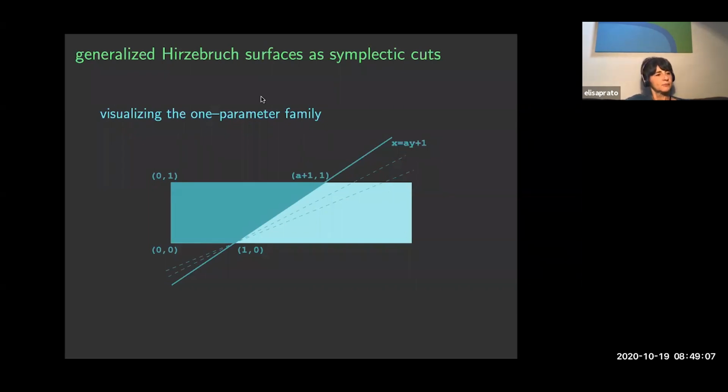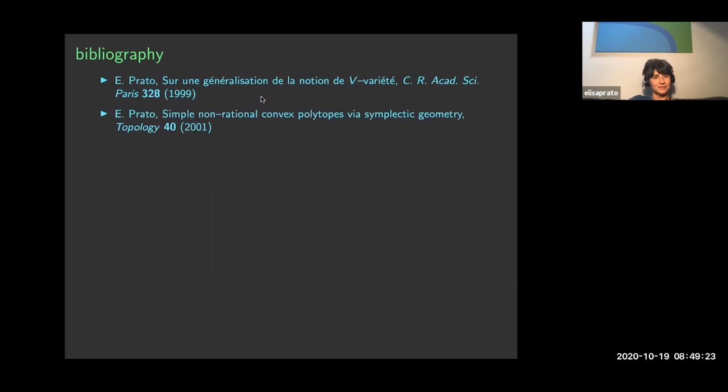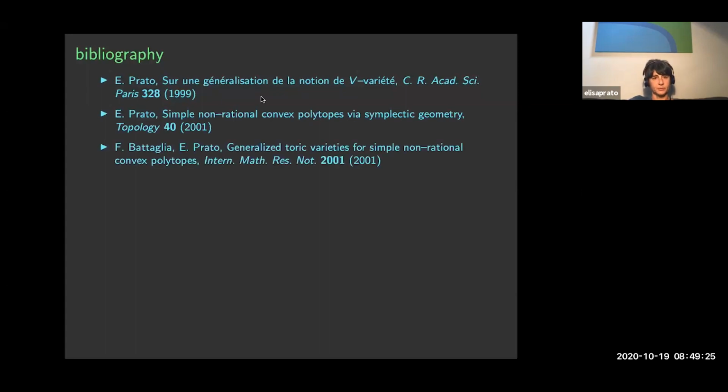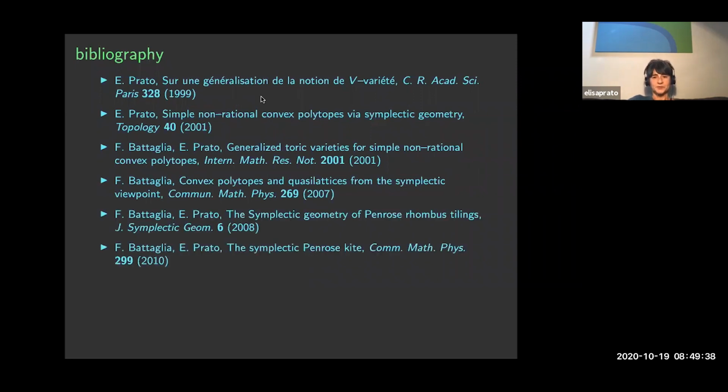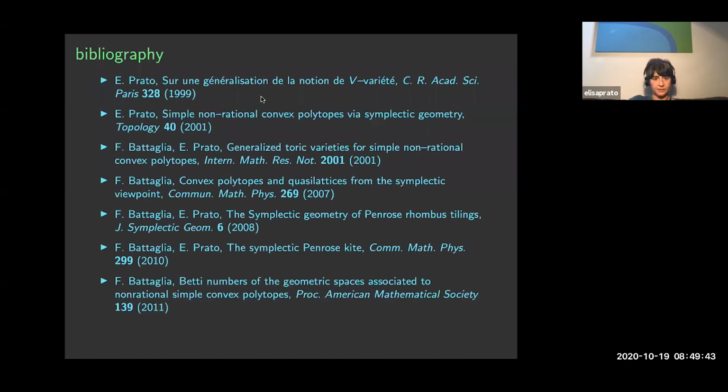Okay, so I have 1 minute. I have finished. I just wanted to go over quickly the bibliography, all the works that have been cited. This was the first work where everything started in the last century, and then this was the full-length paper, then the paper with Fiametta on the complex case. This is the paper of Fiametta on the non-simple case. Then our papers on tilings, one on the Penrose rhombus tilings, one on the Penrose kite.